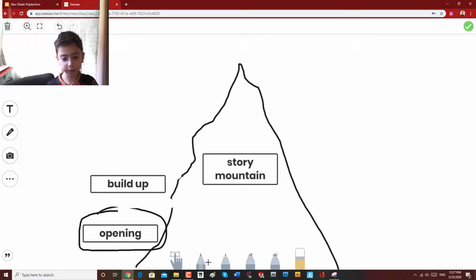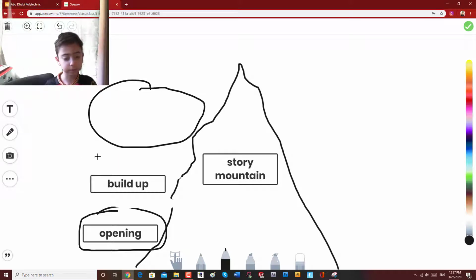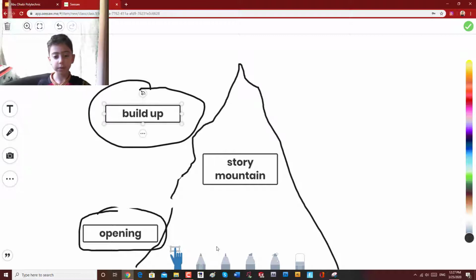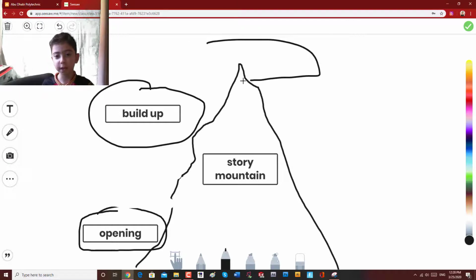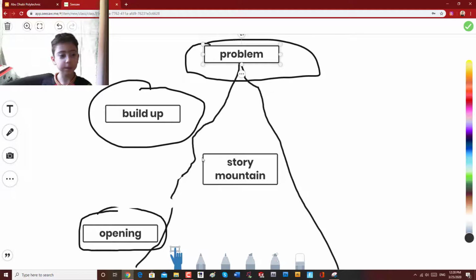Now we're going to go back to here, and let's actually draw it and make it look a bit better. Build up. Now on the top, what do you think we should call it? Problem or dilemma? Just because we want to see it in an American accent. Problem. And it's also an easier word.